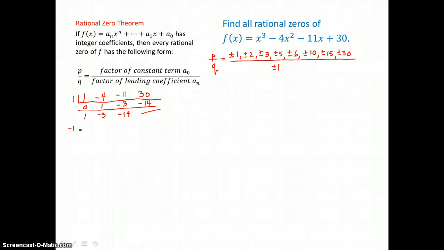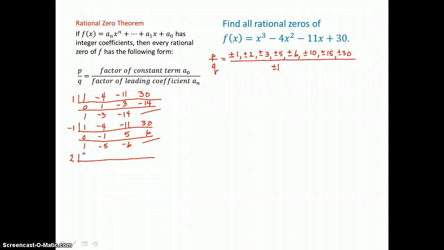1 times negative 14 is negative 14. But I can see when I add this last column, I'm not getting a remainder of 0, and that's what I'm looking for. So I'll try my next value in my list, which is negative 1, and I'll divide it through the coefficients of f. Synthetically, I'll put down a 0, and I'll add that first column, and then I'll multiply. Negative 1 times 1 is negative 1. I'll add, get negative 5, and then I'll multiply. Negative 1 times negative 5 is positive 5. I'll add this column, get negative 6, and multiply. Negative 1 times negative 6 is 6. And when I add this last column, again, I'm not getting a remainder of 0, and that's what I'm looking for.